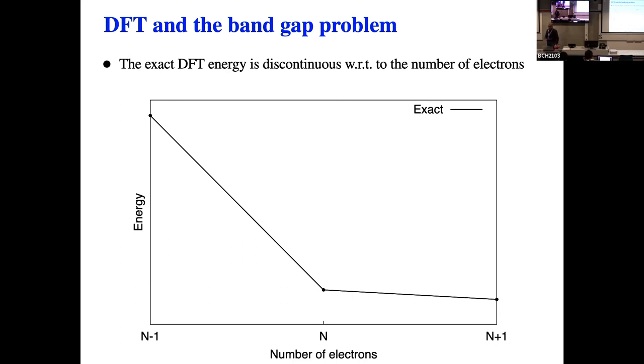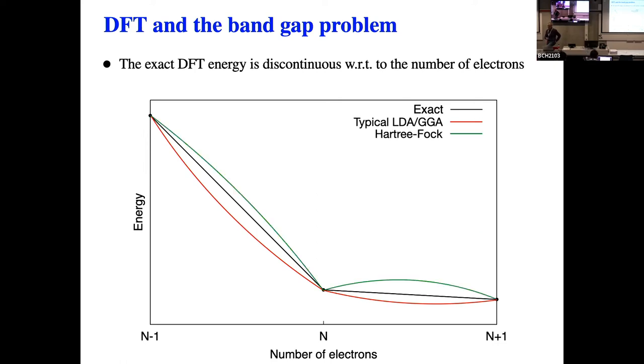Now, what happens when we use a typical LDA or GGA is that we have something which is continuous and smooth with respect to the fractional number of electrons, and we have some convexity that goes in this direction. Or I don't know, it's a concavity in this case. Whereas when we take Hartree-Fock, it's just the other way around, so it's the convexity in this case. With no surprise again, if you manage to make a mixture of the two, you get closer to the straight lines. Okay, so this is for the theory.